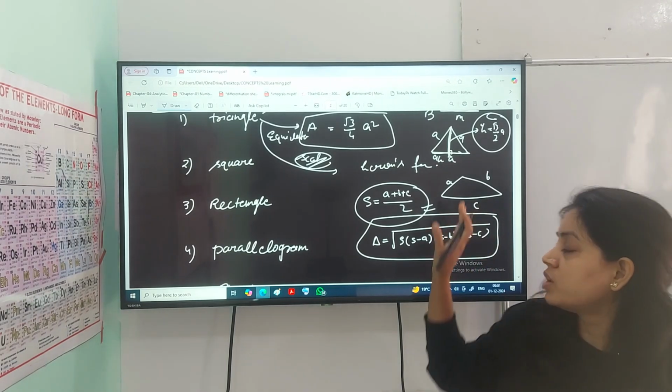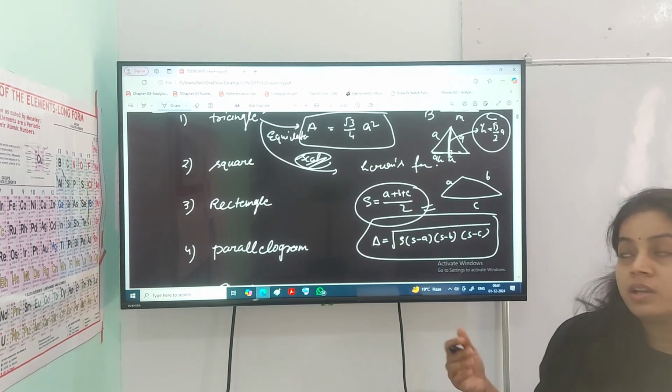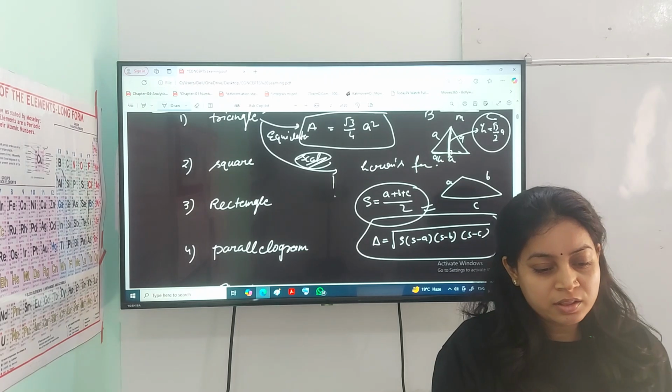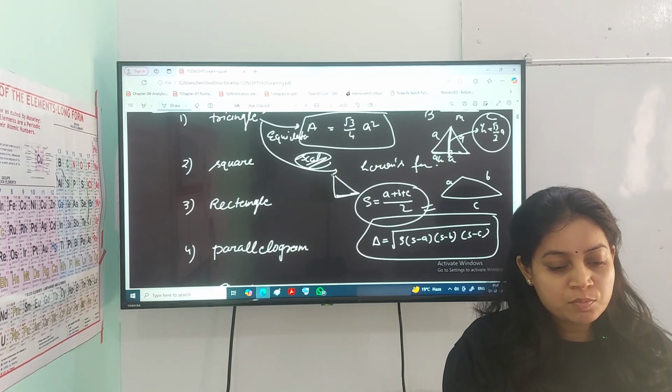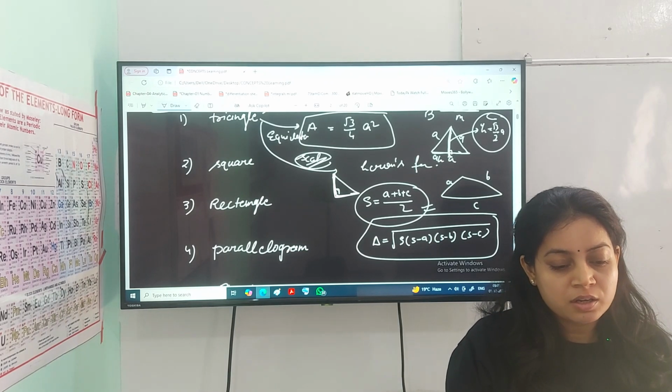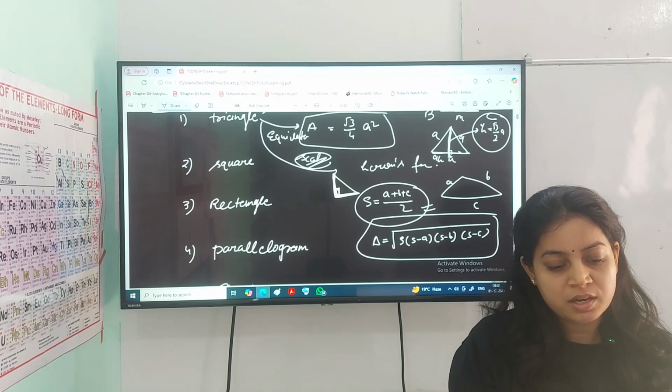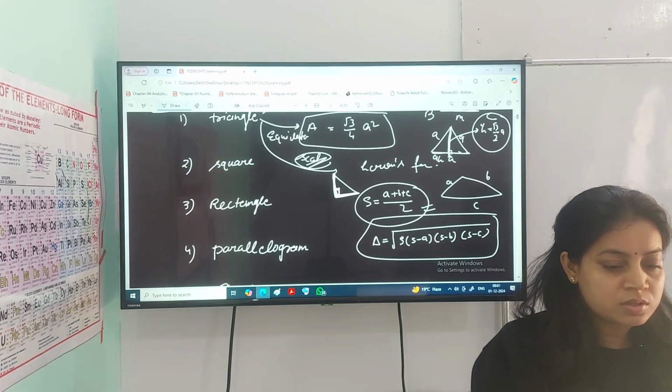I think this is all about triangles. You can calculate the area of any triangle. If it is a right angle triangle, definitely in that case, this is the base and this side becomes the height. This is base and this is height. Okay, so this is all about triangles.